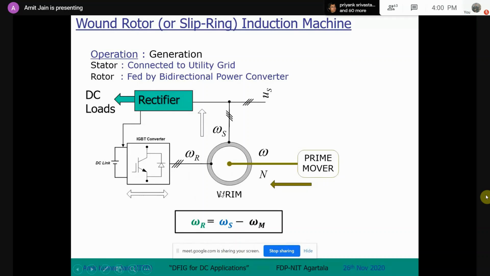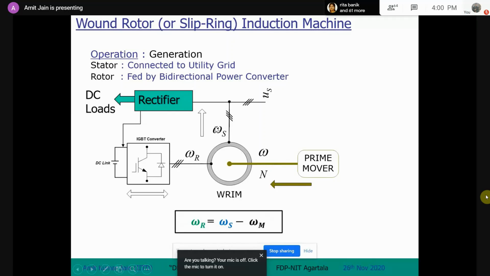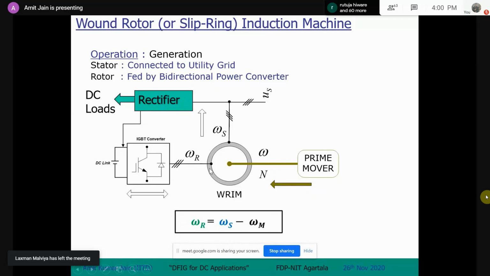So when it is 12 meter per second, this will be 12, this will be 10, and this will be minus 2. Minus 2 means power is coming out of this rotor side to the DC link. So 10 megawatt will come from here, 2 megawatt will come from here, when this is running at 12 meter per second.